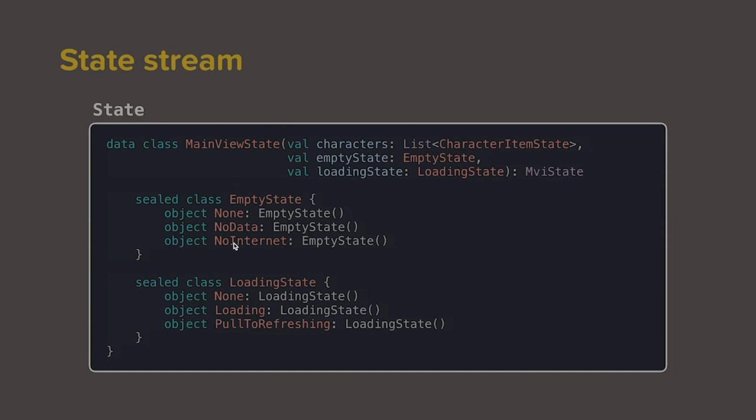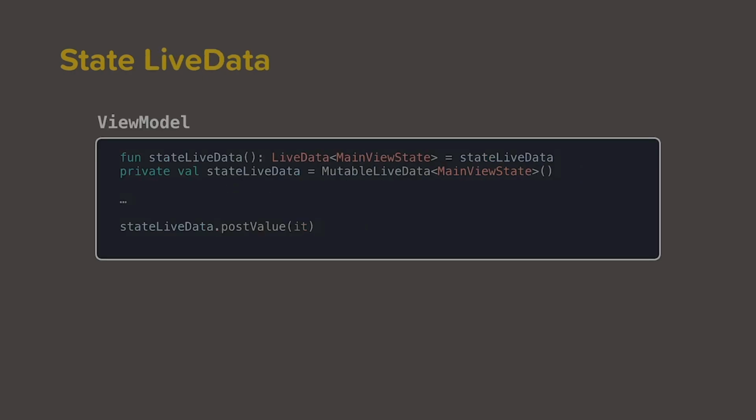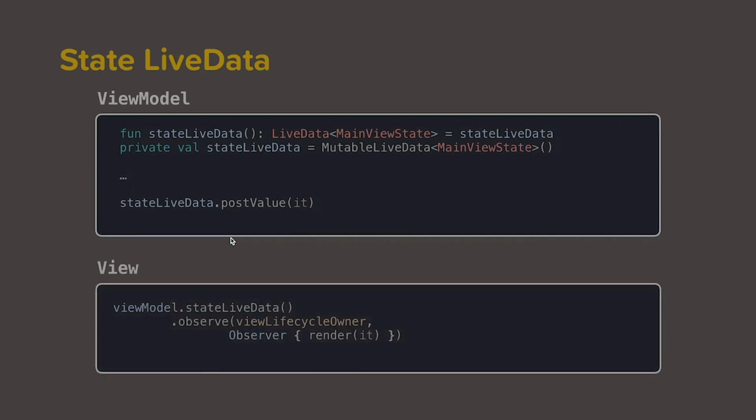So again, we have our state over here, and in order to do that, we are going to expose our stream of state inside our view model. For that, we create a new mutable LiveData, and whenever the state changes, we post values into this LiveData. And on the view side, we observe this LiveData, attach it to the lifecycle owner, and finally call the render function.